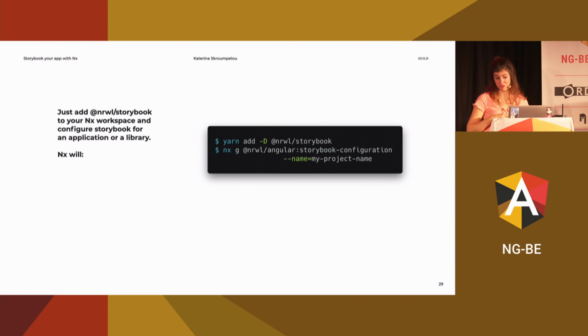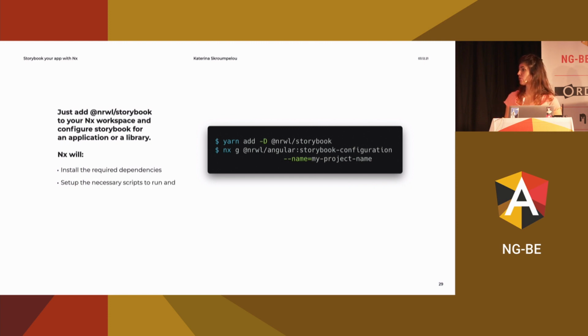So since you're so familiar with NX, and you have used it before, all you have to do is add the Nrwl Storybook package, and then you would just use nx generate @nrwl/angular:storybook-configuration for your project, because you want to give it the framework that you will be using. And what this will do is it will install the required dependencies.